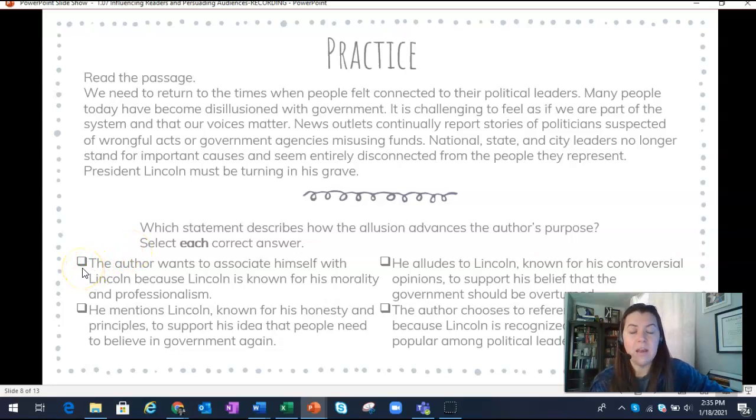Do you think that A, the author wants to associate himself with Lincoln because Lincoln is known for his morality and his professionalism? Does he mention Lincoln, known for his honesty and principles, to support his idea that people need to believe in government again? Does he allude to Lincoln, known for his controversial opinions, to support his belief that the government should be overturned? Or finally, the author chooses to reference Lincoln because Lincoln is recognized as the most popular among political leaders.